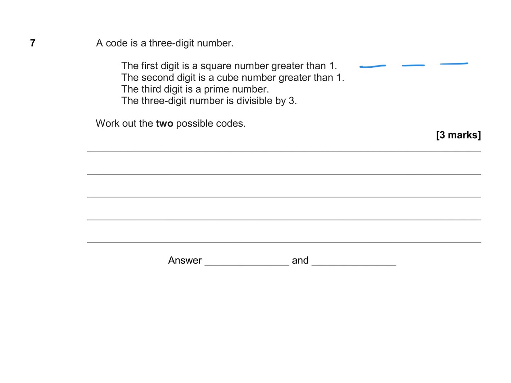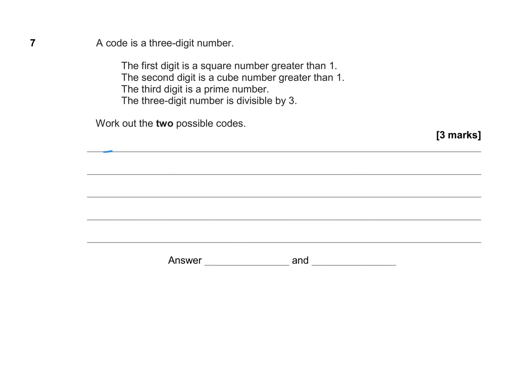The first digit is a square number that's greater than 1. All right, let's organize. Well, let's just read the question first. The first digit is a square number greater than 1. So 1, 4, 9, 16 is what I'm thinking. The second digit is a cube number greater than 1. So like 8, 64, 125. The third digit is a prime number. 2, 3, 5, 7, those kinds of things. And the 3-digit number is divisible by 3. Okay, lots of things happening here. Work out the two possible codes.